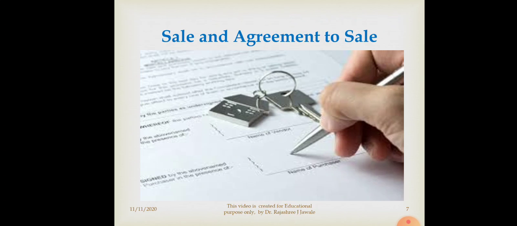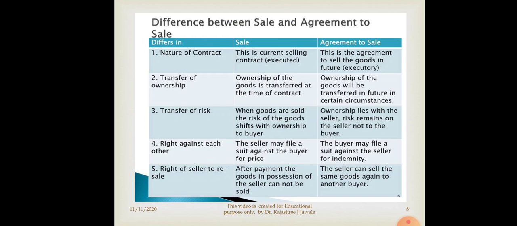So here if we are talking about agreement to sale, an agreement to sale becomes a sale when the time lapses or conditions are fulfilled. So this is the condition under the contract of sale. When agreement to sale is completed or fulfilled, then it becomes an actual sale. So these are the points of difference between contract of sale and agreement to sale. So, nature of contract. In sale, this is a current selling contract, that means actual selling. So it is executed.